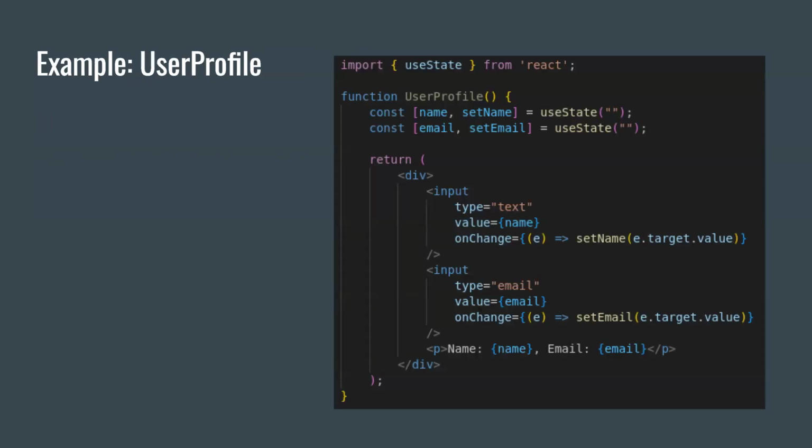Here is an example of a user profile. This is very similar to the user info we saw, but we are creating two separate states for name and for email. So for the first input, it's just going to change name. For the second input, it's going to change email.